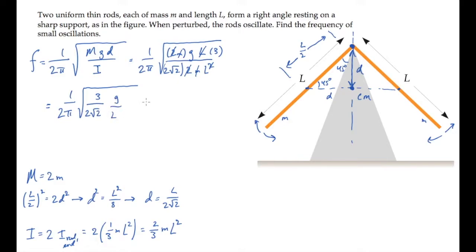over L. If you multiply the numerator and denominator inside the radical by 2, you can rewrite this finally as 1 over 4 pi square root of 6 over root 2 g over L. That's about 3% higher than the corresponding simple pendulum result.